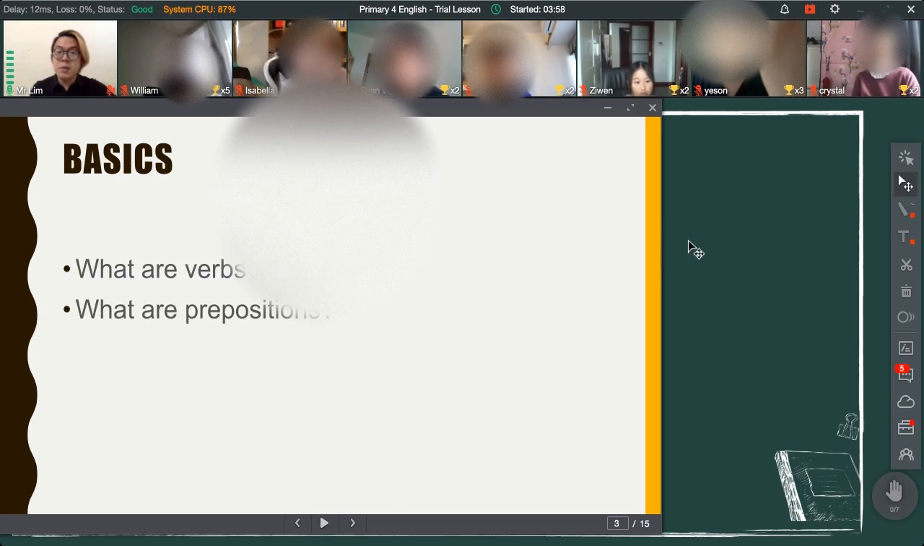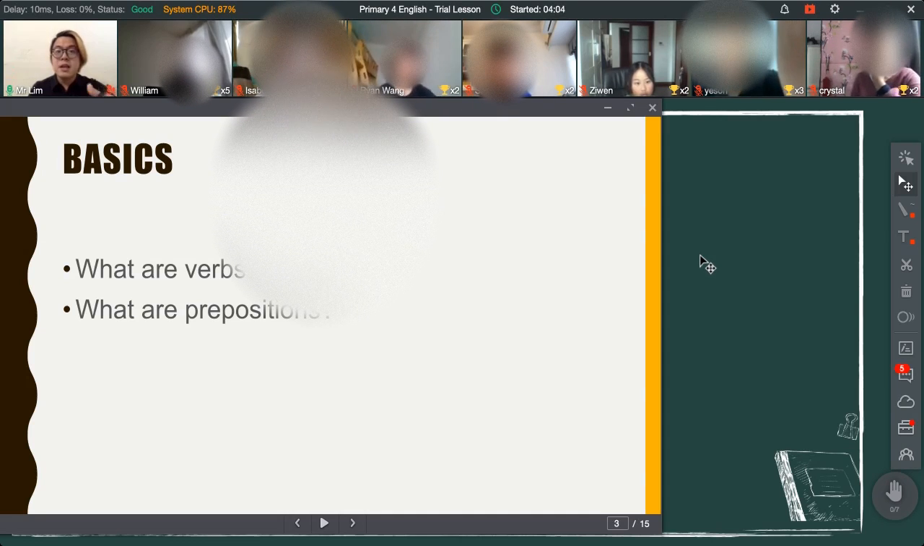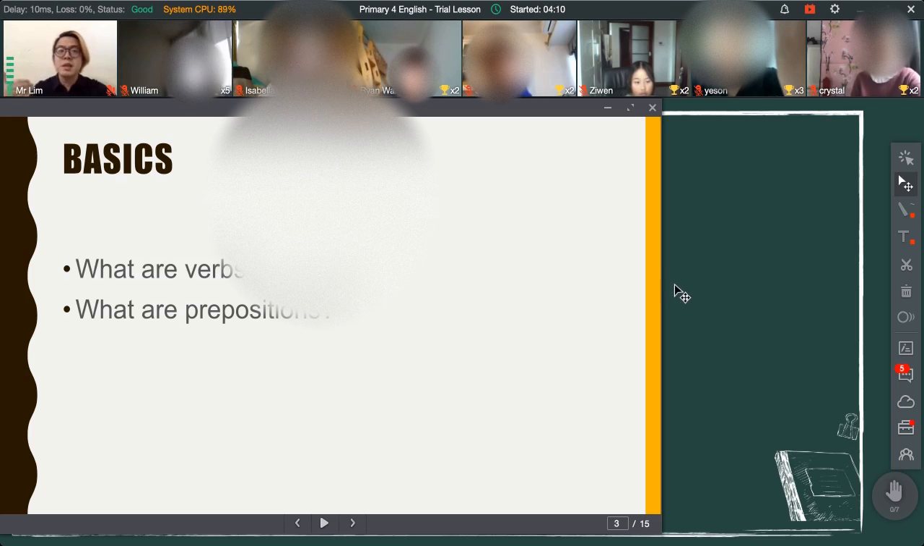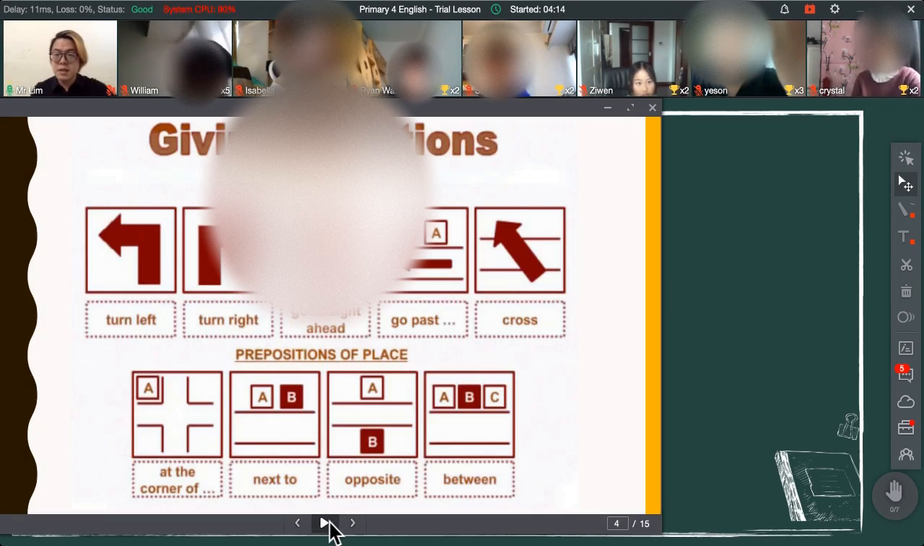Just now we have already spoken about prepositions. I will not ask you. I will just let you know that prepositions are words to describe places, the place and time. So basically, we need to tell when something is next to something, something is under something. So we use prepositions. Okay, let's start with the first activity here.